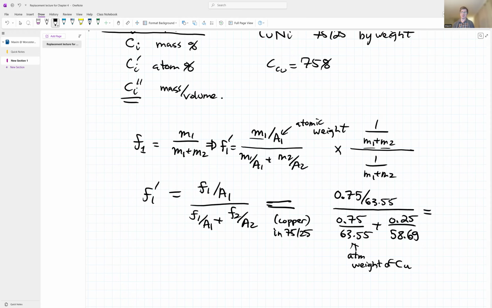Okay, now we have to jump to a calculator. I don't have this calculated, so just bear with me while I plug it into my computer calculator.